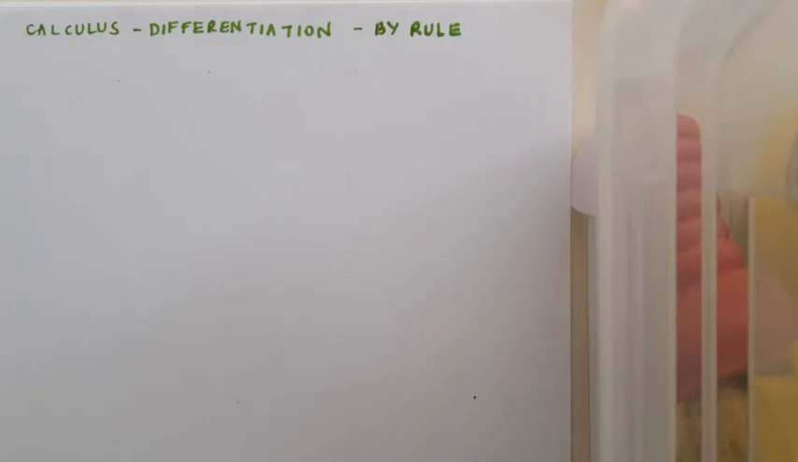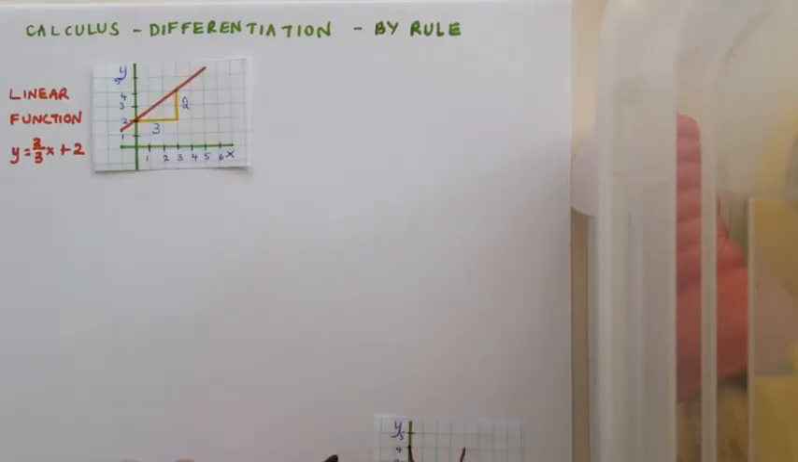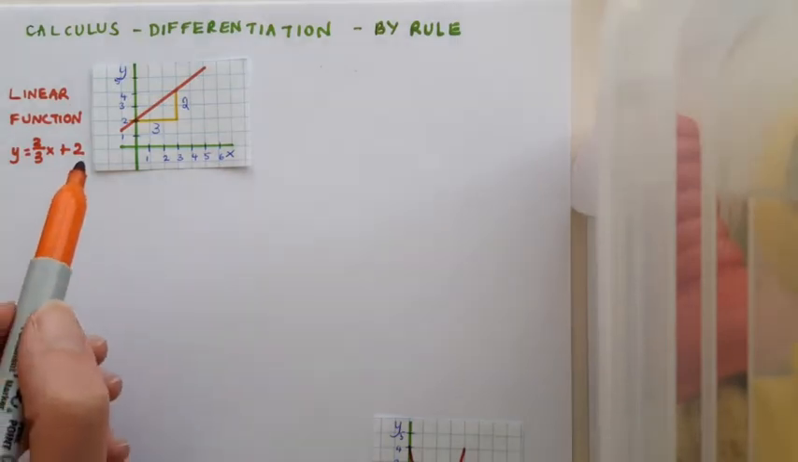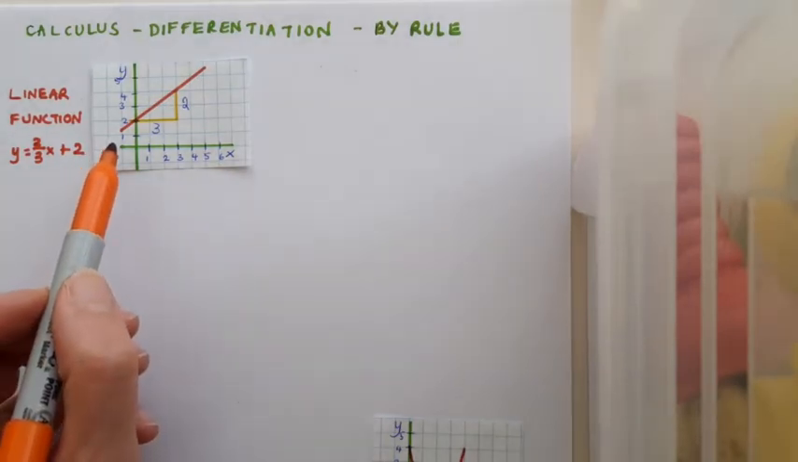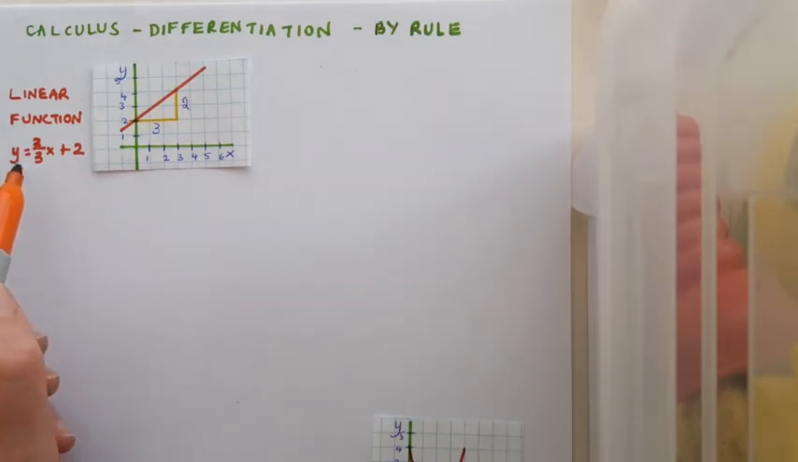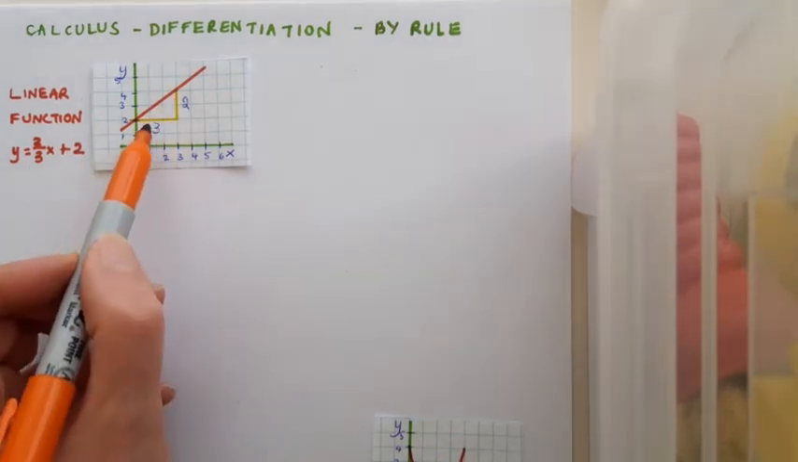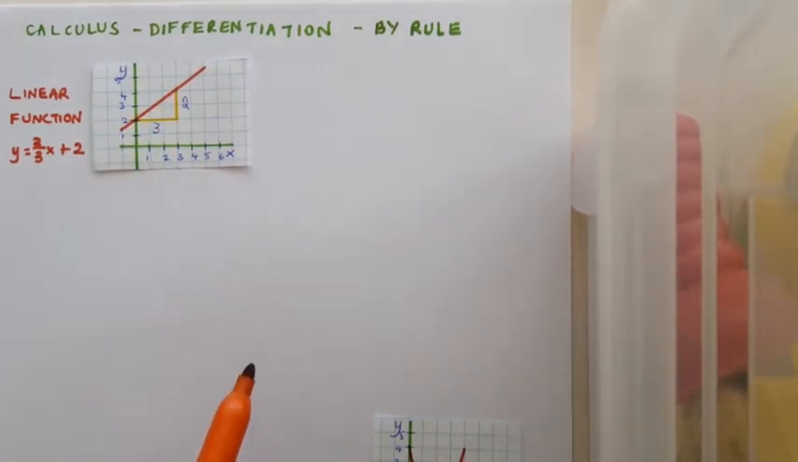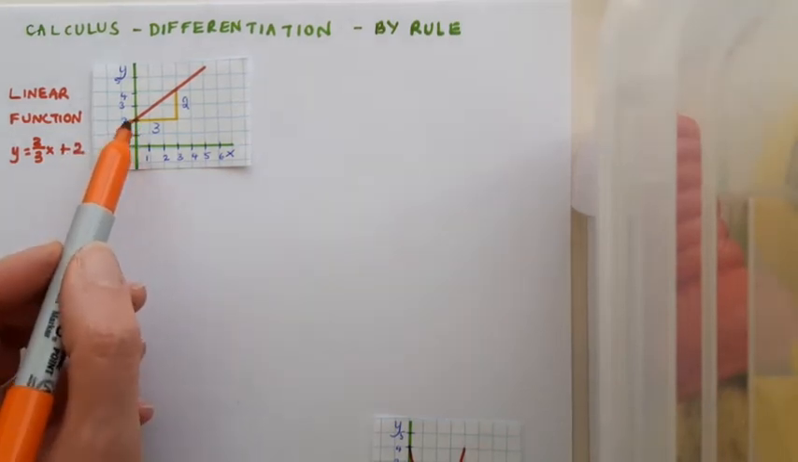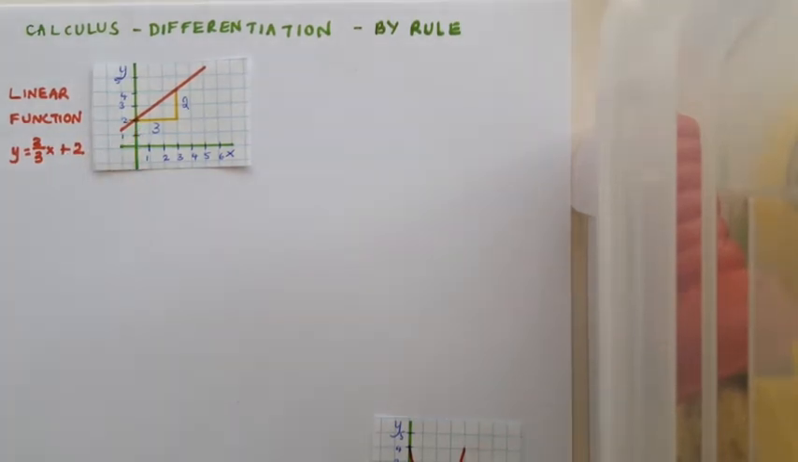This video is about differentiation by rule. In our last video, we looked at linear functions and how the slope of the linear function was the same as dy dx. Here we have our linear function y equals 2 over 3x plus 2. Notice that it's 2 over 3 because the rise over run is 2 over 3, that's our slope. And it's 2 because that's where it goes through the y-axis, that's the y-intercept.